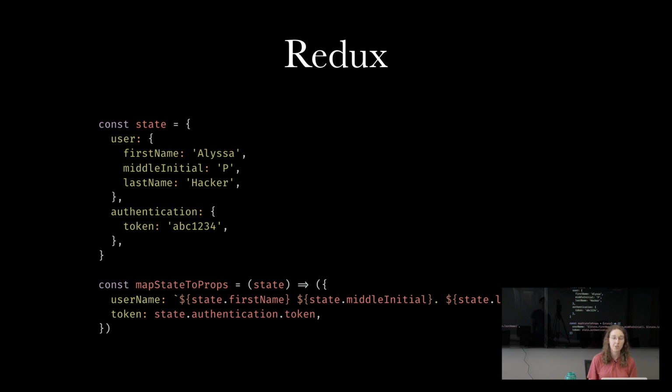And so what you often have is stuff like this, where you've got some state, and obviously a real application has lots and lots of state, but this is just a simple piece of state that has a user and some user data, and it also has some auth token.